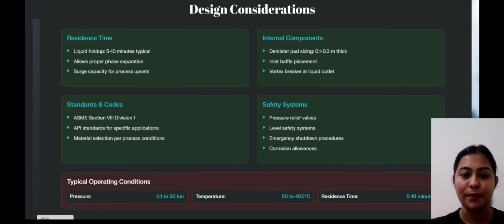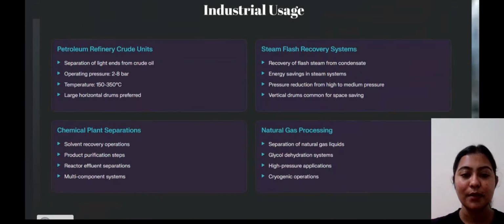Applications of flash drum. Flash drums are everywhere: petroleum refining, chemical processing, pharmaceutical manufacturing, and utility systems. Design ranges span from half-meter to 6-meter diameters with lengths up to 30 meters. This versatility explains their ubiquity.